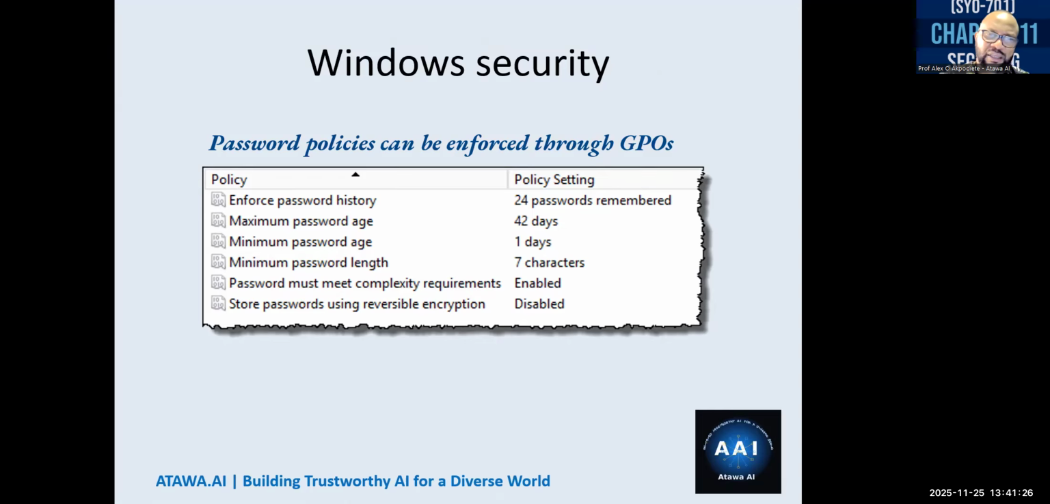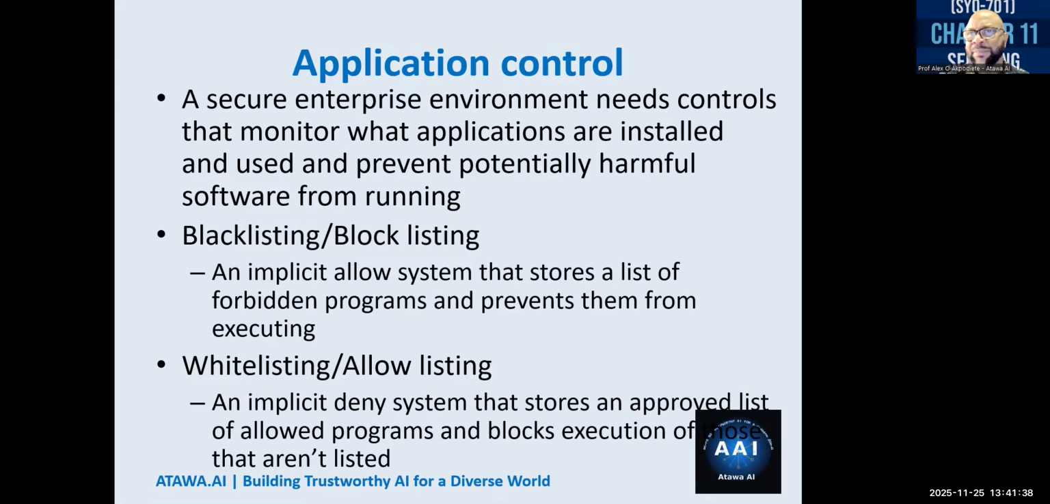Here you must enable the complexity requirement, which is lowercase characters, caps, numbers, and special characters. Also, when we're talking about application controls, we basically need to monitor the applications that are installed and used and make sure we prevent them from damaging our system. That is the reason why we always recommend that you have at least two accounts on your system, the admin account and then the regular user account, and you install all software using the admin account, and then you do your normal day-to-day work in the regular user account.